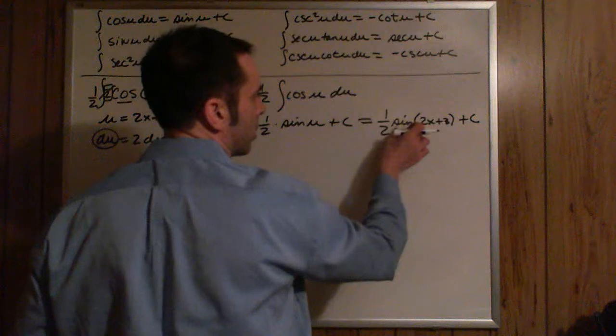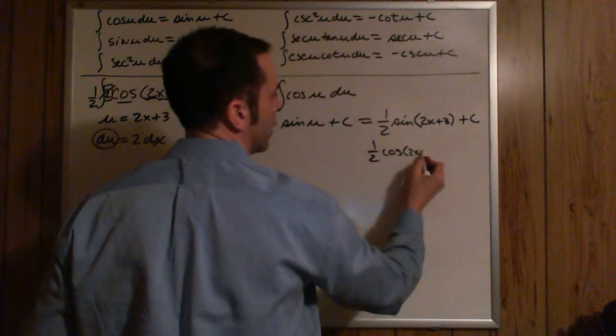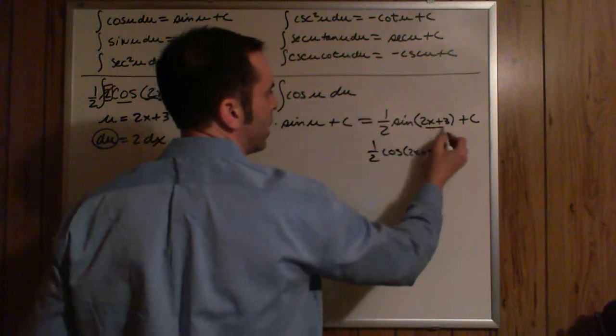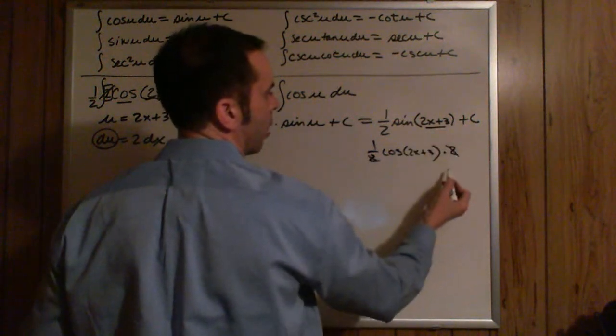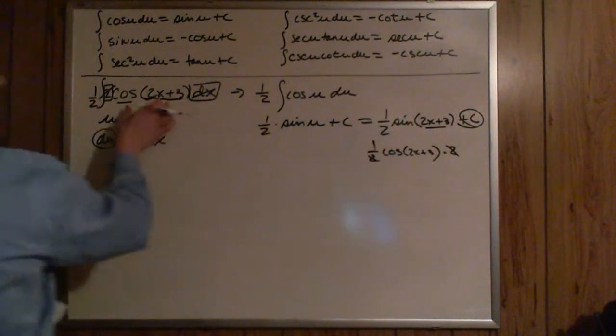And it should be no surprise that that is the most general antiderivative, because when we take this derivative, the derivative of sine is cosine, so it would be 1/2 cosine, repeat the inside stuff, 2x plus 3, times the derivative of the inside, which is 2. They would drop out, and the derivative of a constant is 0, and I end up with the function I have in the integrand.